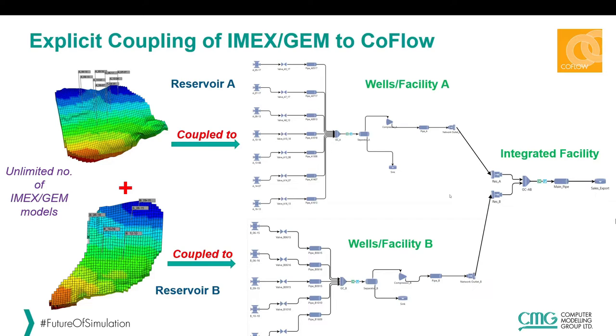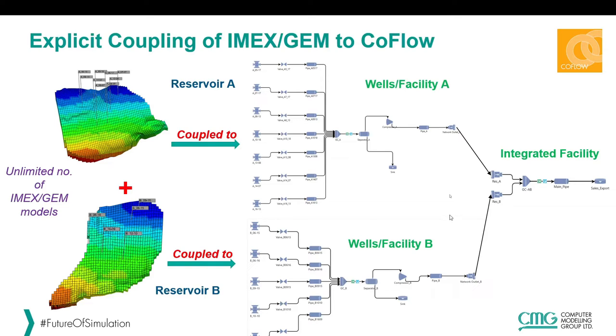Here, I am showing an example of coupling two reservoir IMEX datasets representing two different gas fields, which I have been able to couple into their wellbore models and individual facility networks in CoFlow. Reservoir A is coupled to wellbores and facility A, and similarly, reservoir B is also coupled to the wells and facility B in here.